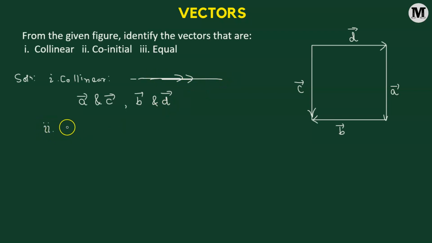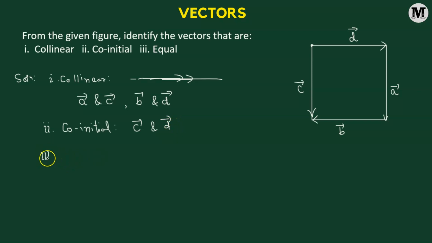Moving on to the second part, co-initial. Two or more vectors are said to be co-initial if they have the same initial point. Now here, if we look at vector C and vector D, clearly they are starting from the same point. So vector C and vector D have the same initial point. These two vectors are co-initial in nature.